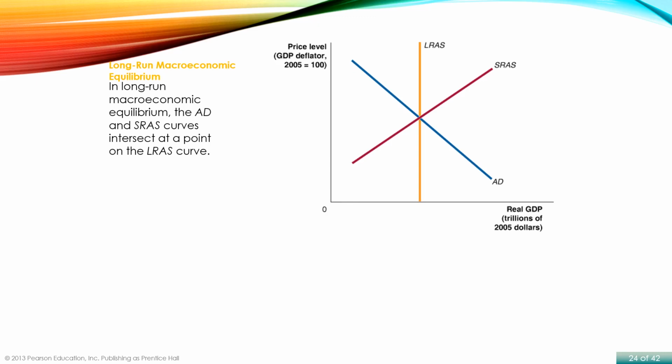So again, the reason why this is so important is this point right here where all three are intersecting is the benchmark. That's where we want to be. So where SRAS and AD intersect, where the quantity of short-run aggregate supply equals the quantity of aggregate demand, that is our actual macroeconomic equilibrium. That's where we're at. But when it intersects with LRAS, that is a long-run macroeconomic equilibrium, and that is what we are trying to achieve.